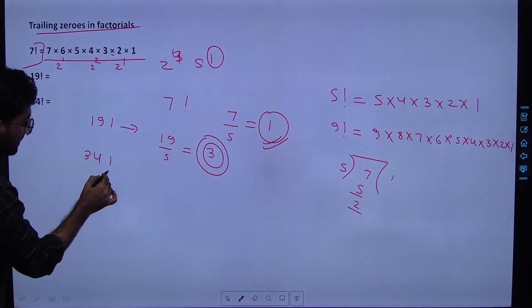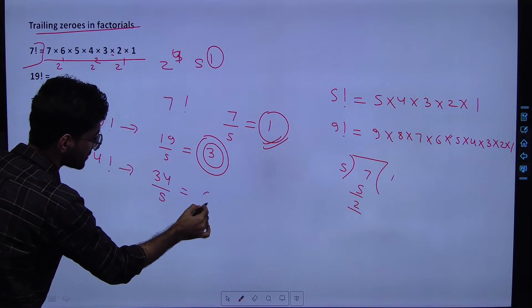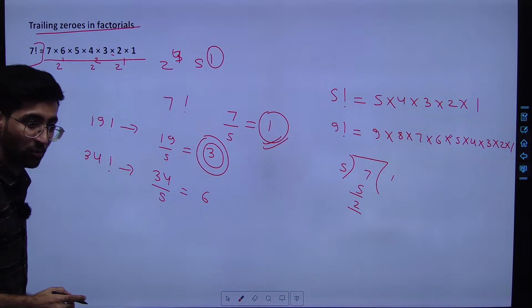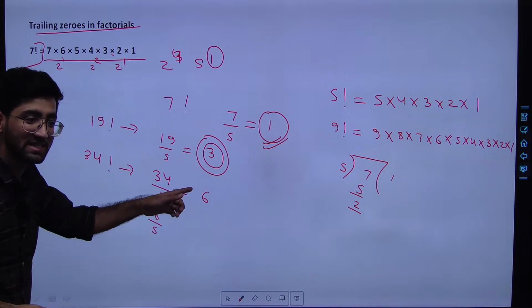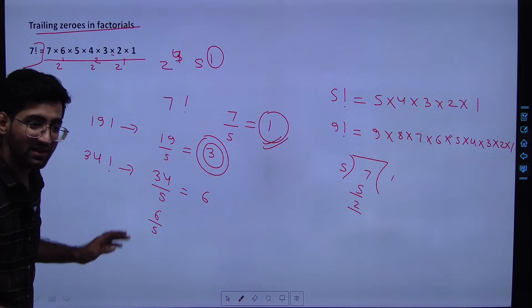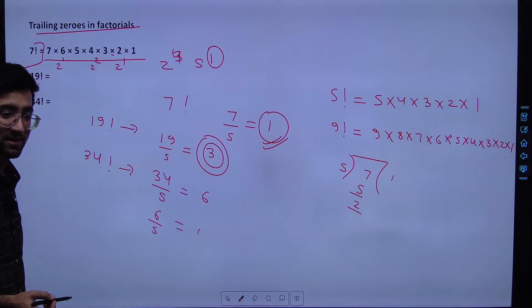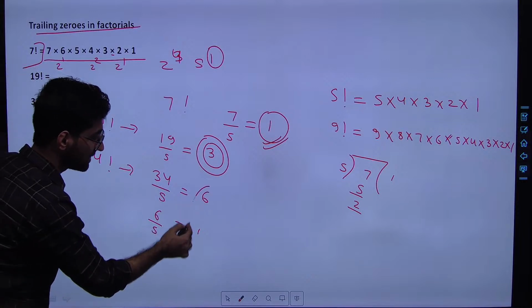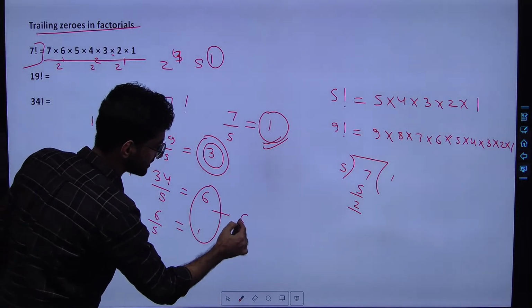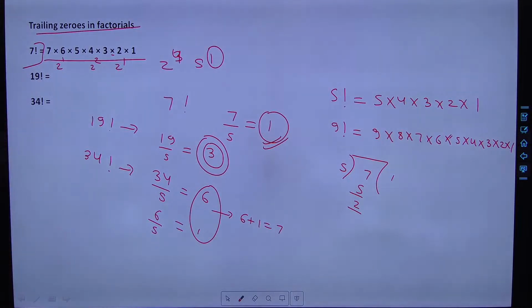Now let us look at 34 factorial. Now you will divide 34 by 5. What will be the quotient? 6 will be the quotient. But now 6 is divisible by 5, right? And if you divide 6 by 5, the quotient will be 1. Are you able to get this? So what is the number of trailing zeros? 6 plus 1, that is equal to 7.